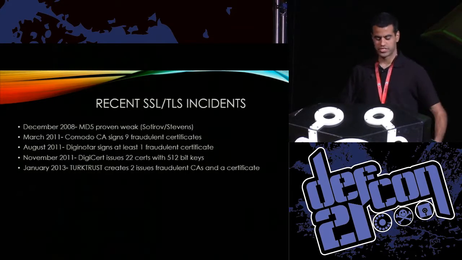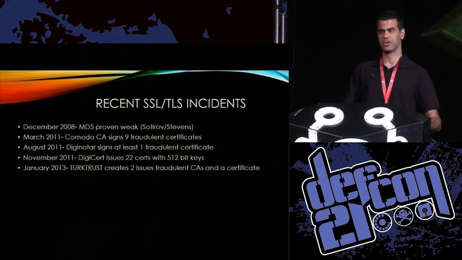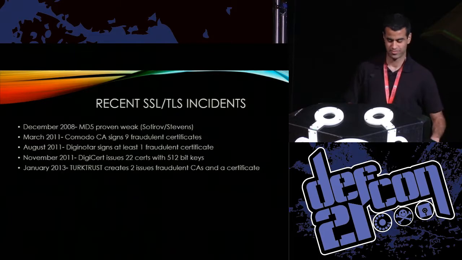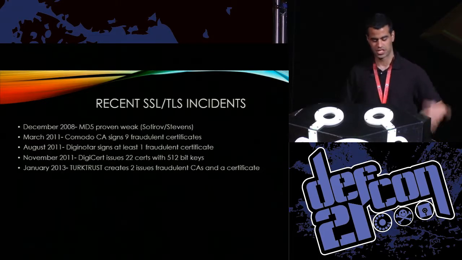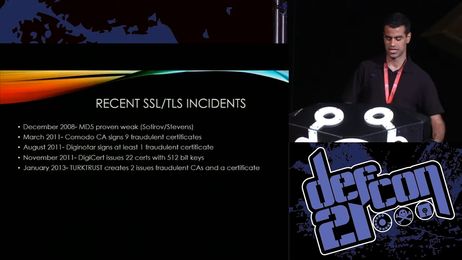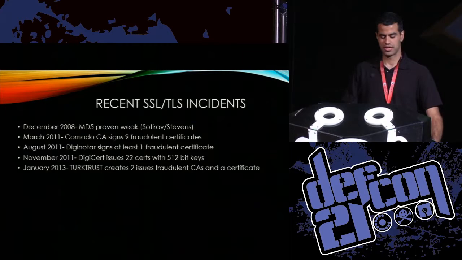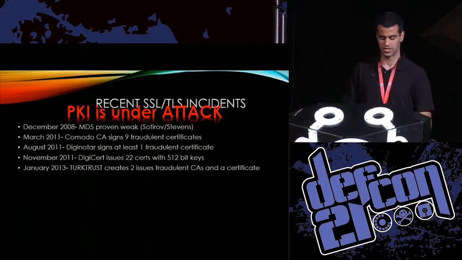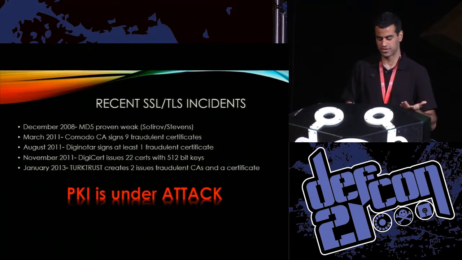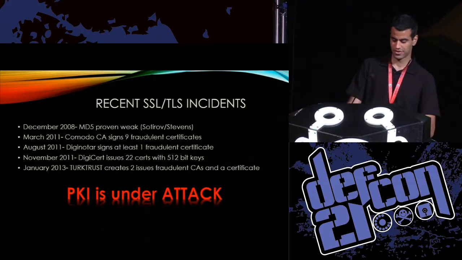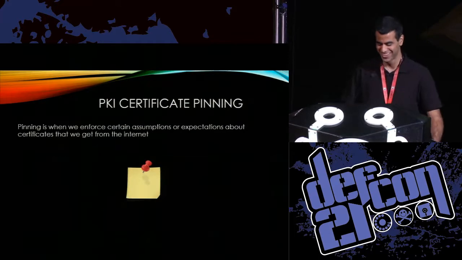There have been some recent TLS and SSL incidents that you all might have seen in the news. Starting as far back as 2008, when Sotirov and Stevens proved that MD5 was harmful in their "MD5 considered harmful" paper. Then in 2011, we saw 3 different attacks on CAs, basically fraudulent certificates being issued. And then in January of this year, we saw TurkTrust get compromised. So in a nutshell, PKI is under attack. I heard a yay from the audience.